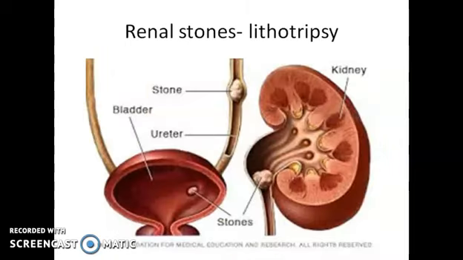Renal stones, this is a very common condition in which the stones are seen in the renal pelvis. In the condition in which renal stones are seen, we do a procedure called lithotripsy, in which the stone is crushed and then the stone can normally come out through the ureter.